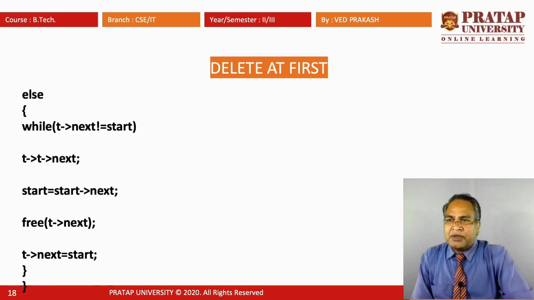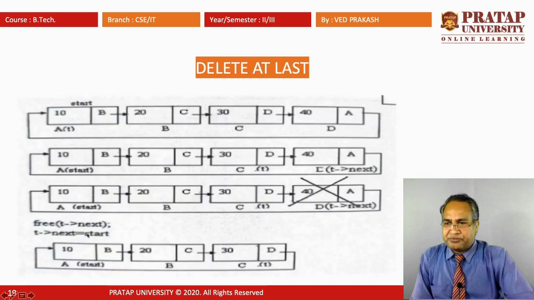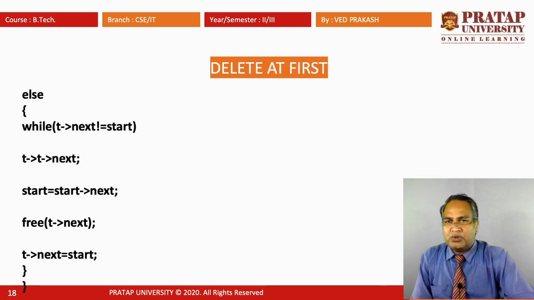The next condition is that if start next is not start, then in such a case we set t to t next, and start is set to start next, and after that we free the next of t, and the next of ptr is set to start. So that is the algorithm that denotes how we remove the first node of a circular linked list.